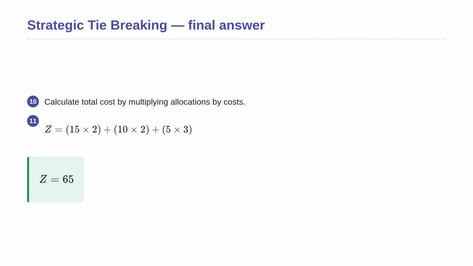We have 15 units shipped at a cost of 2, 10 units shipped at a cost of 2, and 5 units shipped at a cost of 3. Adding these values together, 30 plus 20 plus 15, we get a total cost of 65. By strategically breaking ties to maximize the use of the cheapest routes, we ensure our starting point is highly optimized.